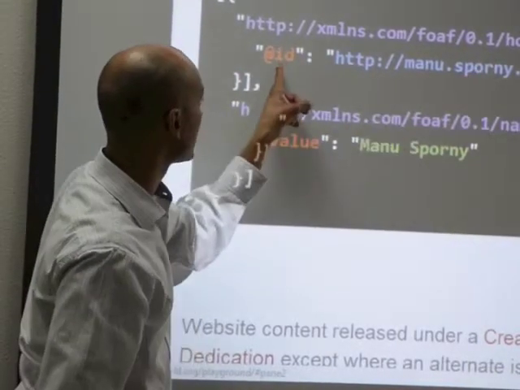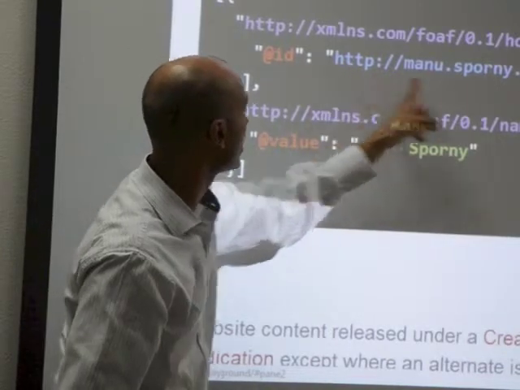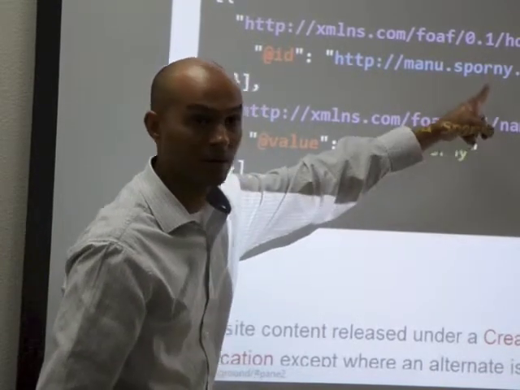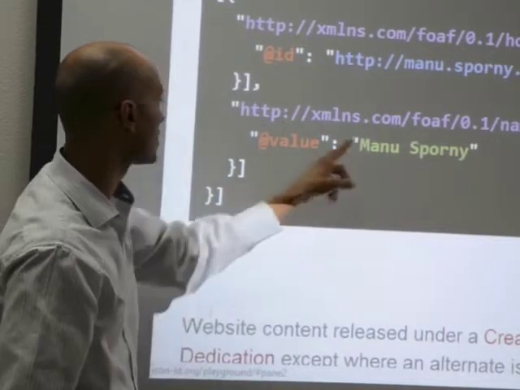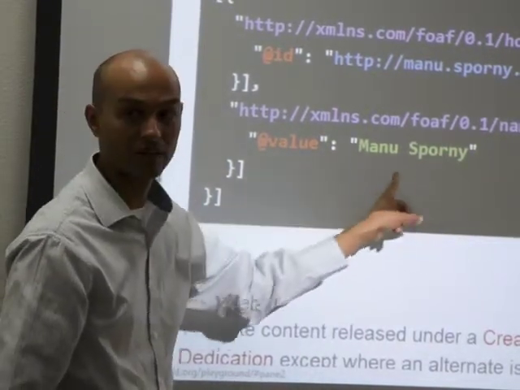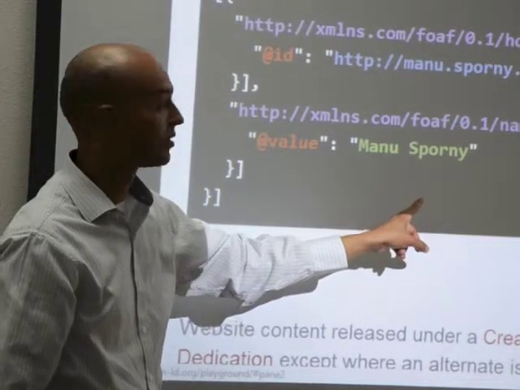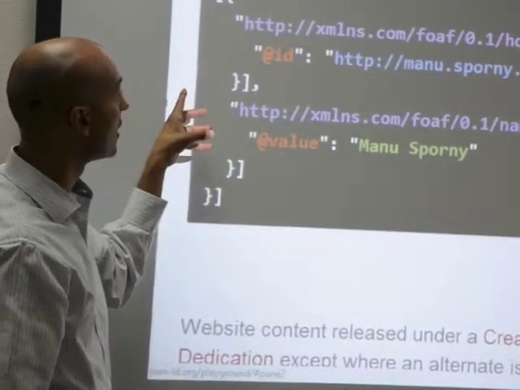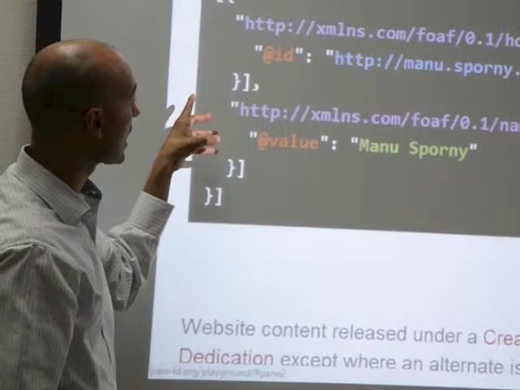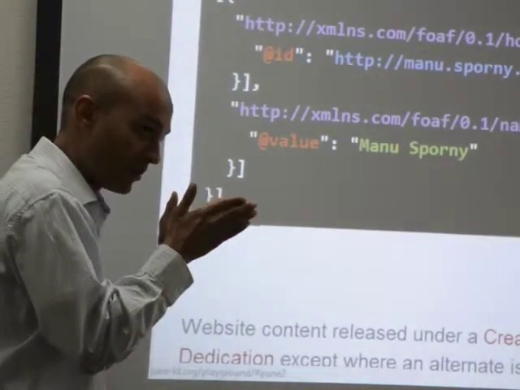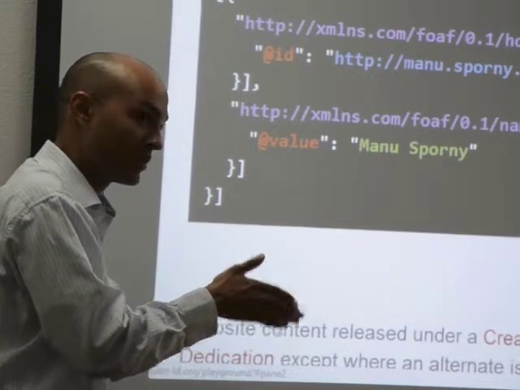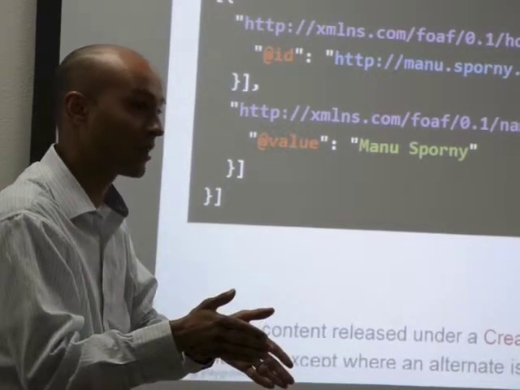Mm-hmm. And then we say that it's an ID, so it's a URL, and this is what the value of homepage is. And here we've taken name and we've expanded it, and name is actually a string value, and this is the value associated with it. Right? So this is what the machine sees. And it just lets us be very, very specific about, you know, this is the vocabulary term that we're using, this is the data that's associated with it.